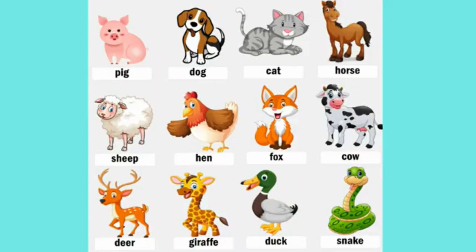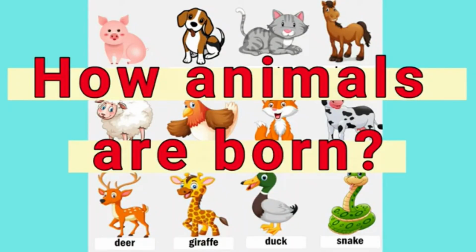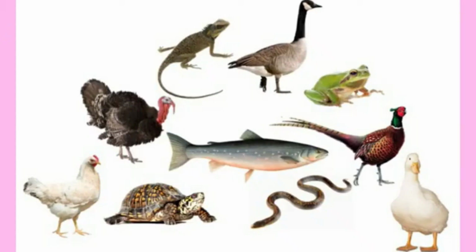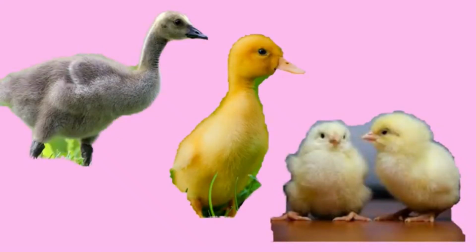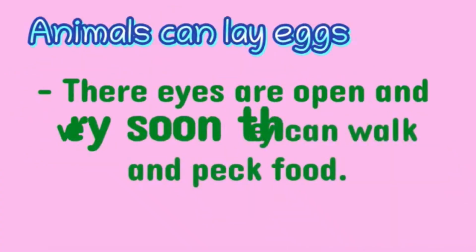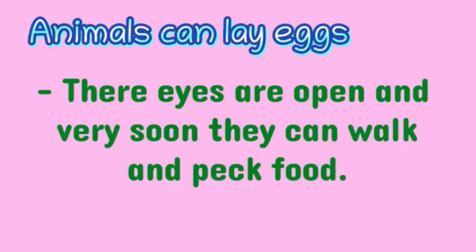For today, we are going to study how animals are born. First, some animals are hatched or laid as eggs. Chicks, goslings, and ducklings are hatched, or break out of the eggs. Their eyes are open, and very soon they can walk and peck food. Aside from these animals, we have other animals that are hatched from eggs.